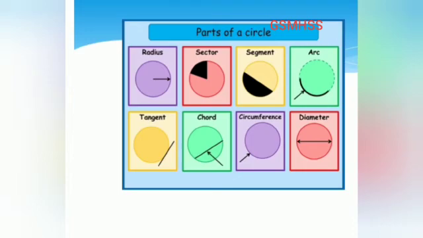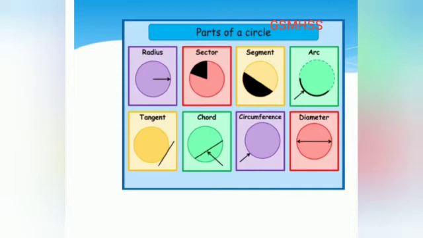Next, parts of the circle. Each image represents a part of the circle. The first one represents the radius. The line from the center point to a point on the circle is called a radius. Next is the sector. What is a sector? The region between two radii is called a sector.